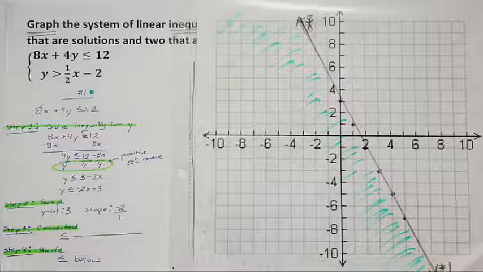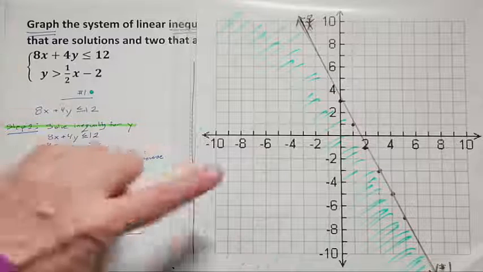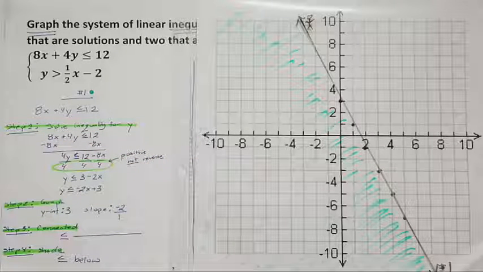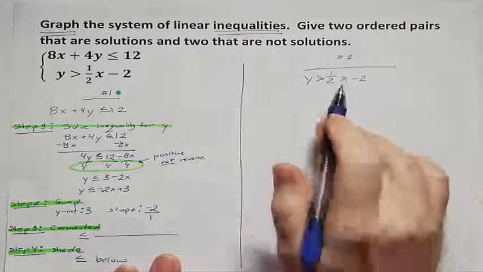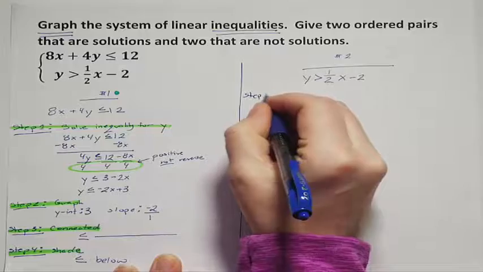But we're looking for the system, which means equation number 2 needs to be graphed right on top of the same exact graph paper. So now let's go ahead and take a look at equation number 2. So here's equation number 2. Step 1.